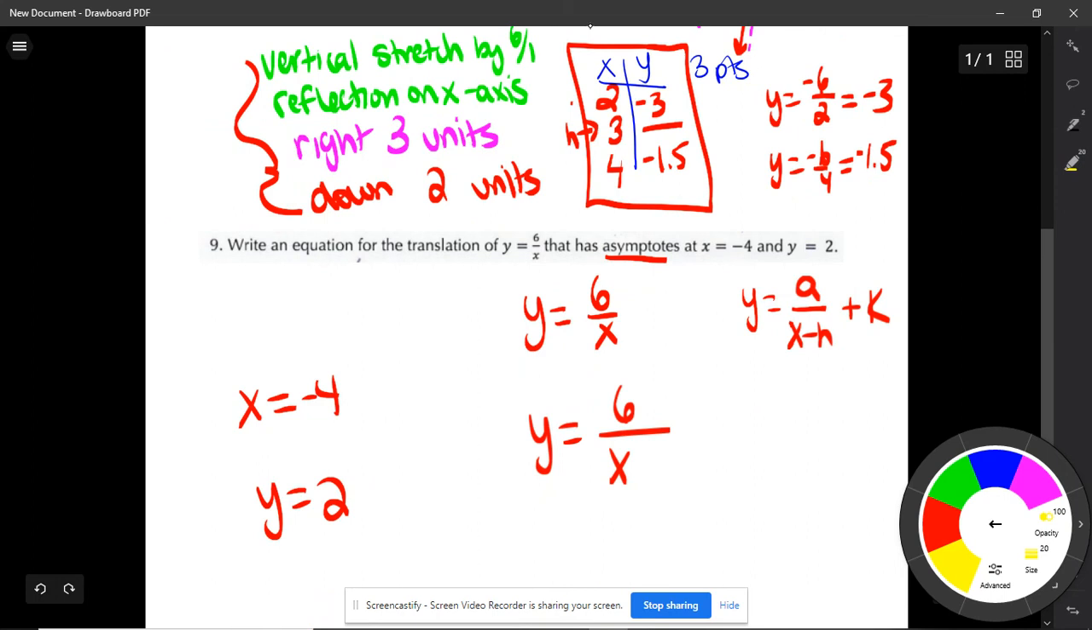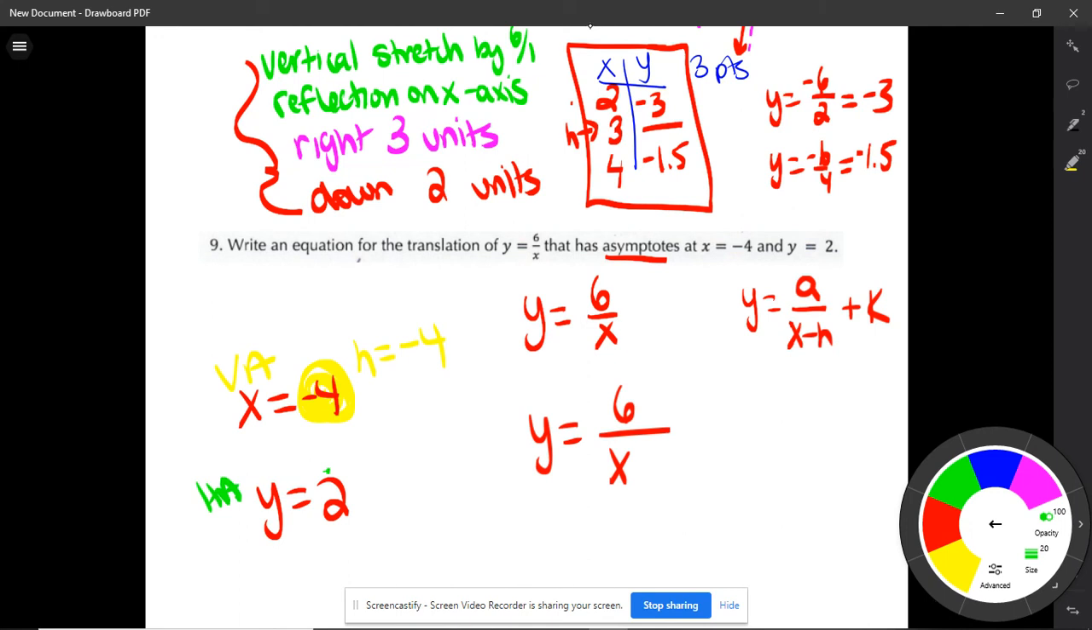So if this is my vertical asymptote of -4, then that tells me that dotted line is going through -4 on the x-axis. So my h is going to be whatever my vertical asymptote is. So h is -4. Vice versa, if my horizontal asymptote is going through y equals 2, then I can assume k equals 2. So we're just going to take those two values and plug them in.